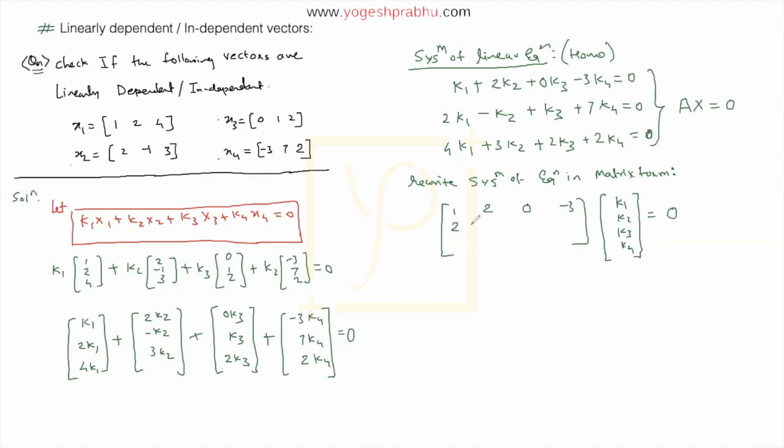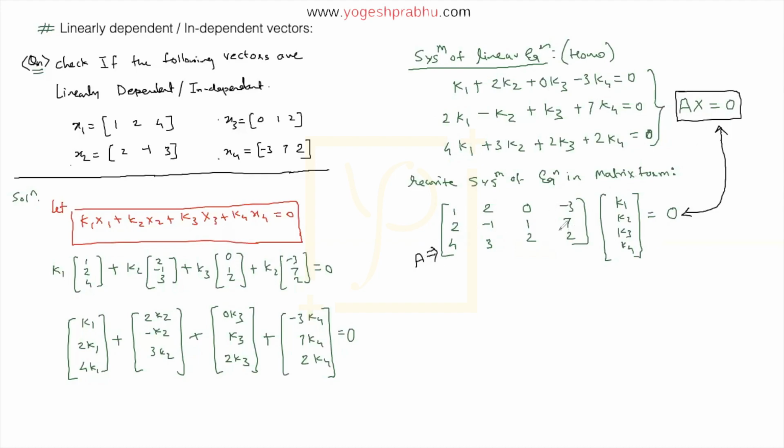Anyway, let's write the second row. This will be 2, minus 1, 1, and 7. That's the second row over here. And the third row is going to be 4, 3, 2, and 2. So once we get it in matrix form, this is exactly comparable to Ax equal to 0. If I compare these two, do you understand this is A?